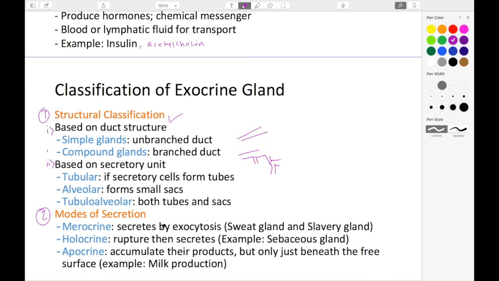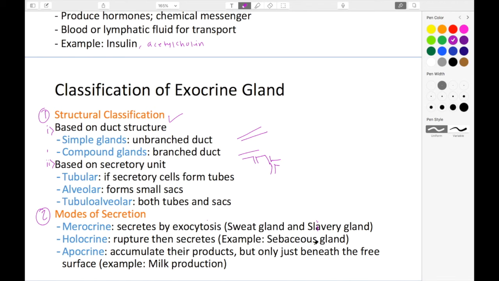And the final one, modes of secretion. They may be merocrine, holocrine, or apocrine. Merocrine glands usually secrete by exocytosis, like sweat glands and salivary glands. I think I misspelled this one, salivary gland. Okay, I just messed up here. So merocrine glands secrete by exocytosis, they exocytose everything. Holocrine: they rupture, then secrete. They first rupture, then secrete. But merocrine glands secrete by exocytosis. They do not rupture. Holocrine glands do rupture and they secrete.